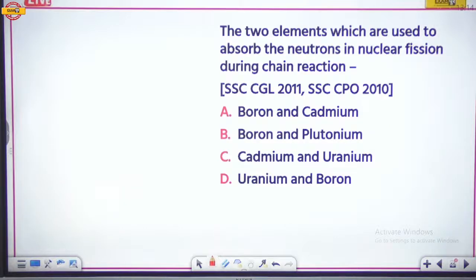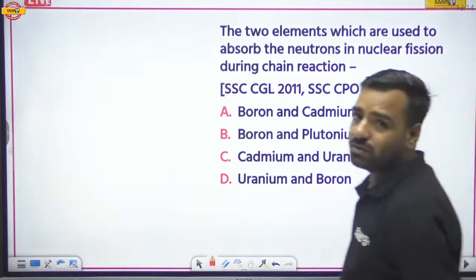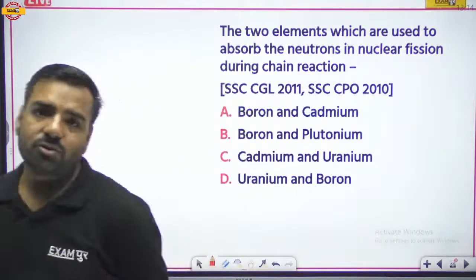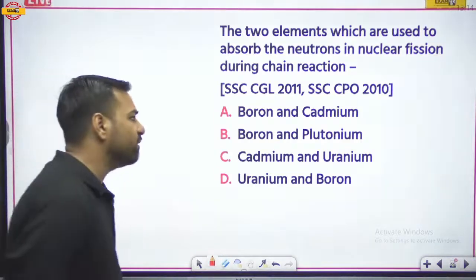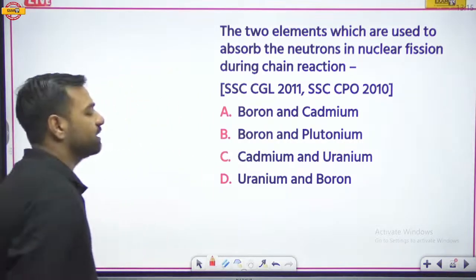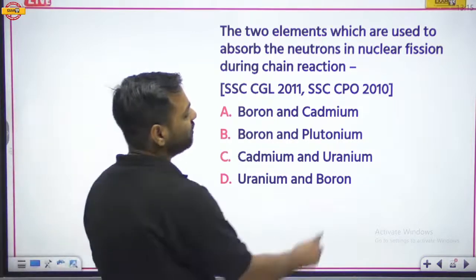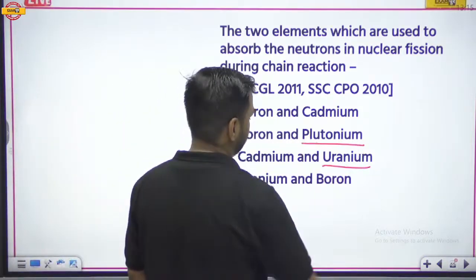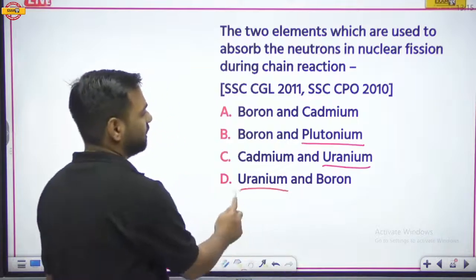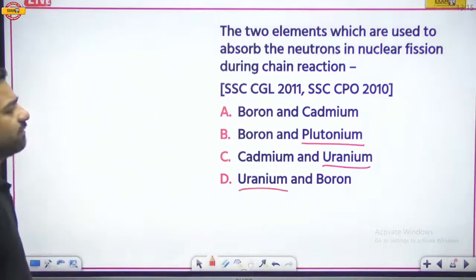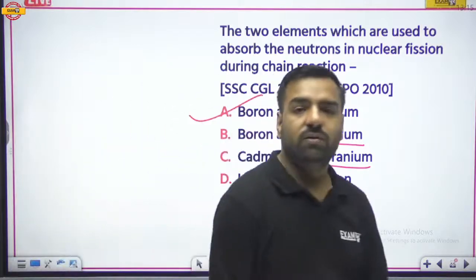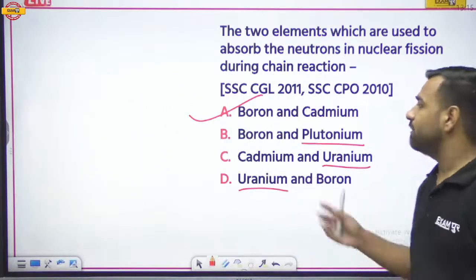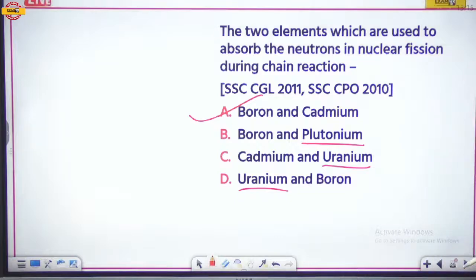Next. The two elements which are used to absorb the neutrons in nuclear fission during the chain reaction. I told you, during the chain reaction, we need something. If I talk about the absorption of the neutrons, we will be using some rods. Now, what is that? Obviously, we are not going to use plutonium or uranium. Uranium is again given here. So the option which is left is boron and cadmium. So boron and cadmium is actually used, or we'll say boron or cadmium rods. Okay. So we have the next question now.